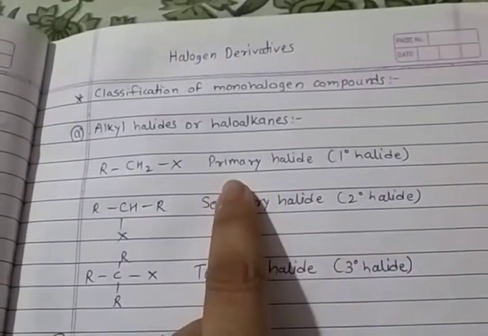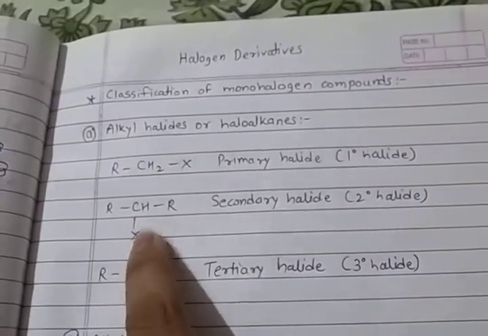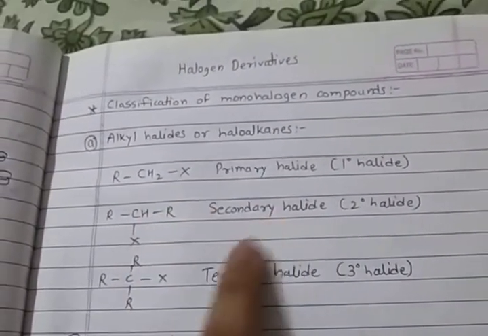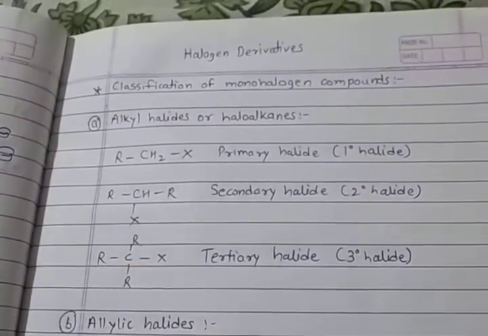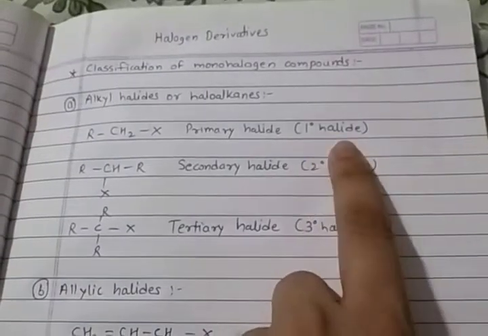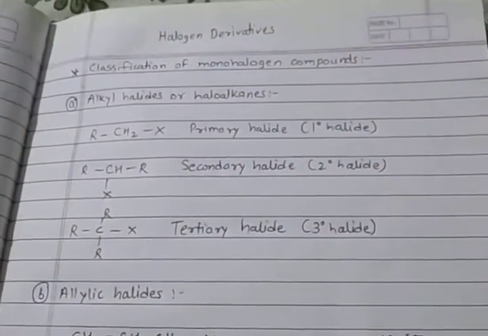Okay, so primary alkyl halide, halogen attached to CH2 is primary. Halogen attached to CH is secondary halide, and halogen attached to only C is tertiary halide. Okay, so 1 degree halide is primary, 2 degree is secondary, and 3 degree is tertiary. So that is the first classification.